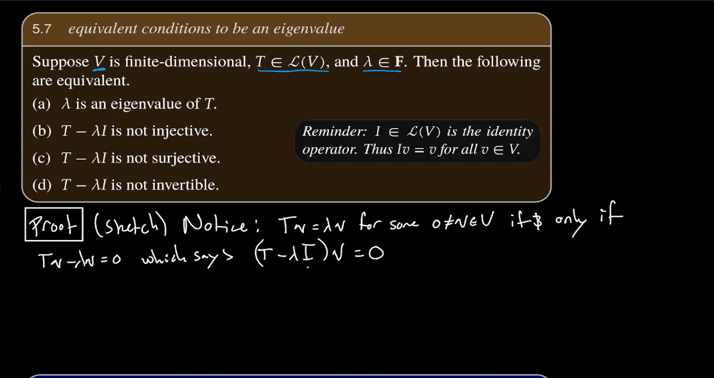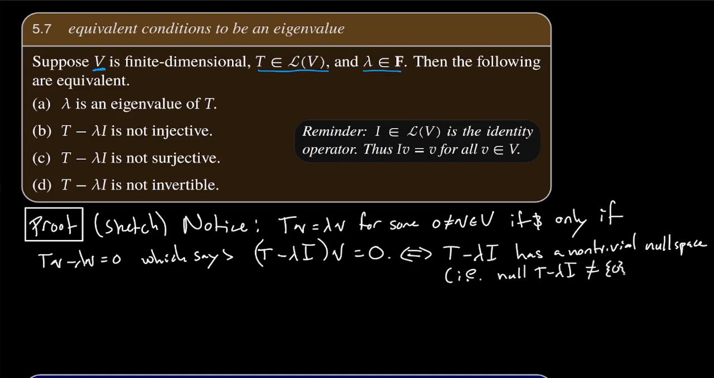All right, so this map right here, T minus lambda times the identity, must have a non-trivial vector that it sends to 0. That is, something other than 0 that it sends to 0. So it has a non-trivial null space. I'll write this as an if and only if. This is if and only if T minus lambda I has a non-trivial null space, i.e. null of T minus lambda I is not equal to the 0 subspace. That happens only when T minus lambda I is not injective.